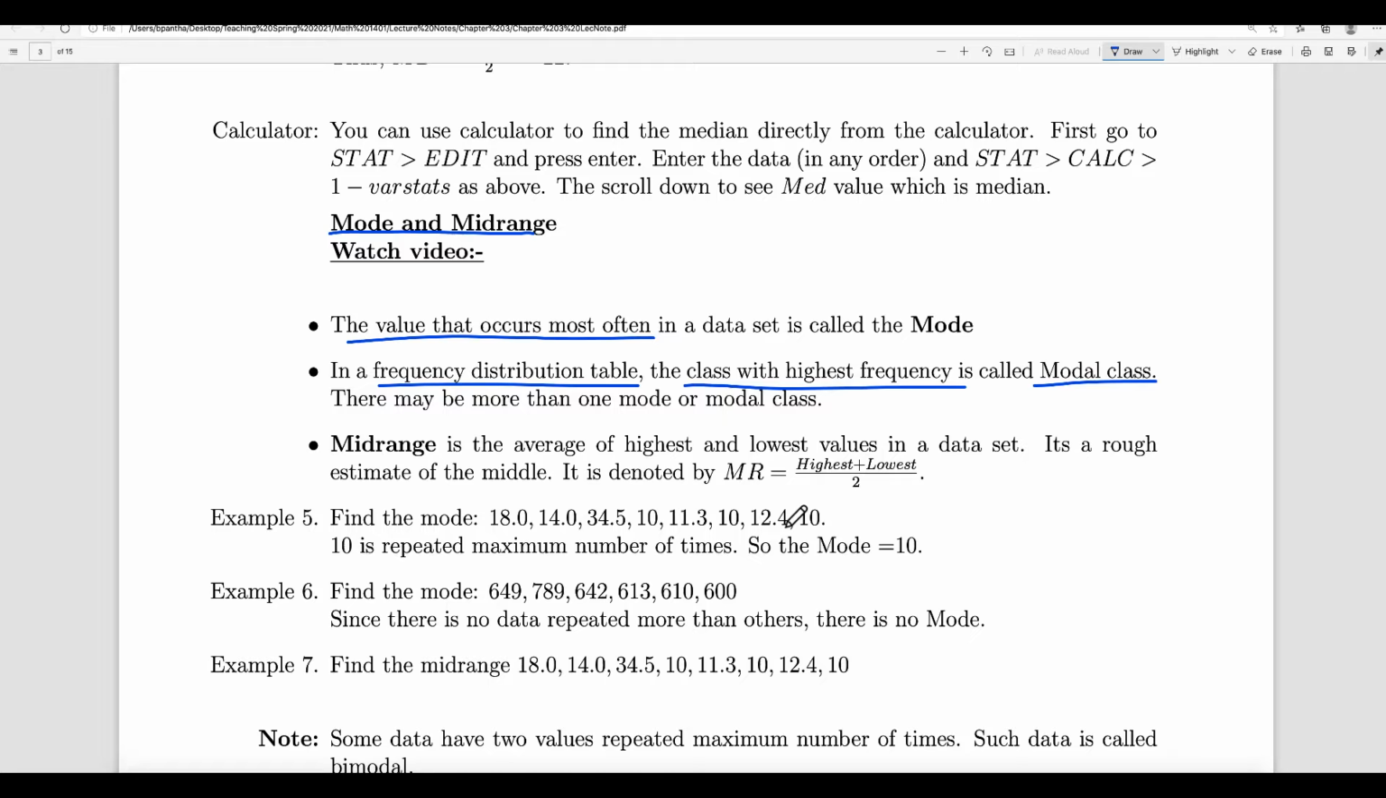All right. The next thing is the mid-range, which is the average of the highest and the lowest value. We find the highest value, add the lowest value, and divide by 2. That is the average of the highest and lowest value. Okay, let us see some examples.